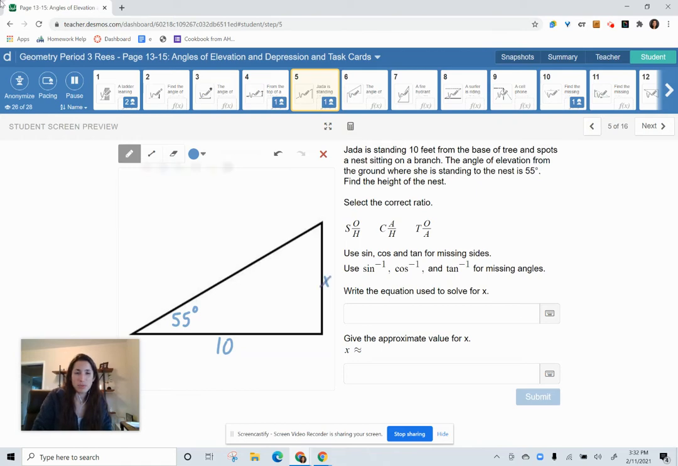Okay. So we've got from that an opposite leg. We've got an adjacent leg. That's going to be a tangent ratio, and it's a regular tangent ratio. So tan of my angle is equal to opposite over adjacent. Okay, so you can type your equation here, and then you can go ahead and plug it into the calculator.